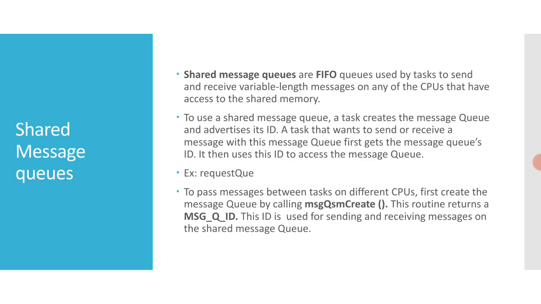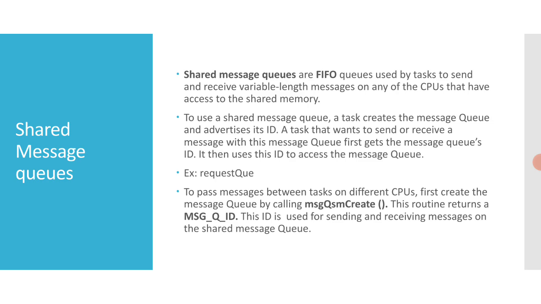If task T2 on CPU 0 wants to send a request to T1, it first gets the message queue ID by looking up the name request queue in the name database. Before sending its first request, task T2 creates a reply message queue instead of adding its ID to the database. It advertises the ID by sending it as part of the request message.